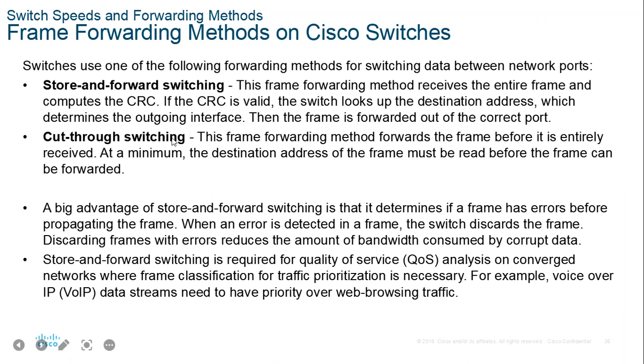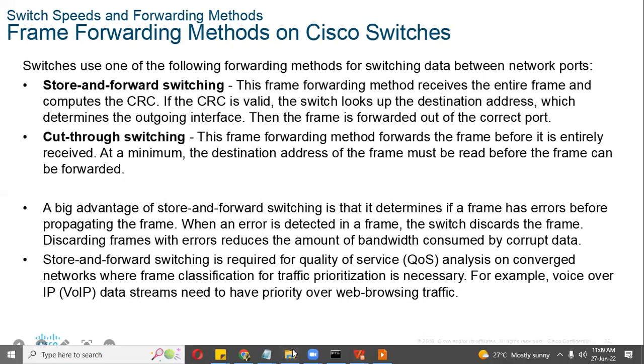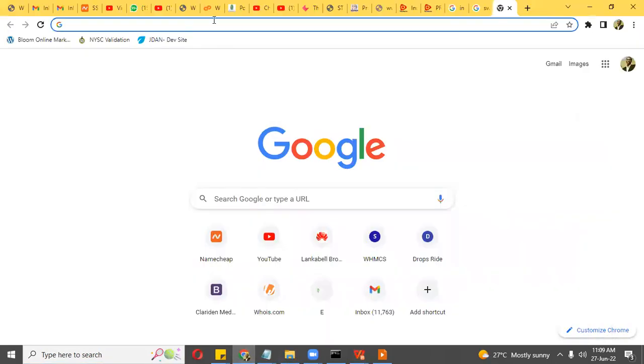Then you have cut-through switching. This frame forwarding method forwards the frame before it's entirely received. At the minimum, the destination address of the frame must be read before the frame can be forwarded. So you're going to have a lot of errors there because there's no redundancy check. A big advantage of store and forward switching is that it determines if the frame has errors. CRC, so the switch checks for errors.